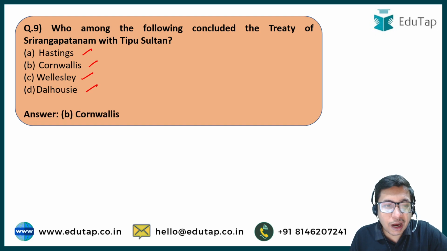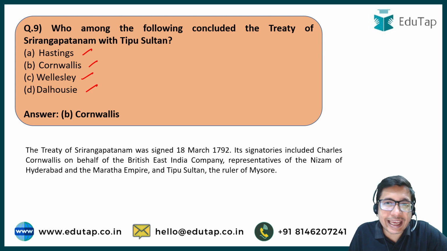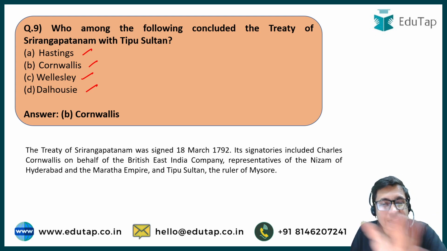The Treaty of Srirangapatnam is a very popular treaty in the Anglo-Carnatic Wars. This was a treaty which basically decided the fate of South India, and how the Britishers gained their paramountcy in South India, and also defeated the French and the native Indian rulers.